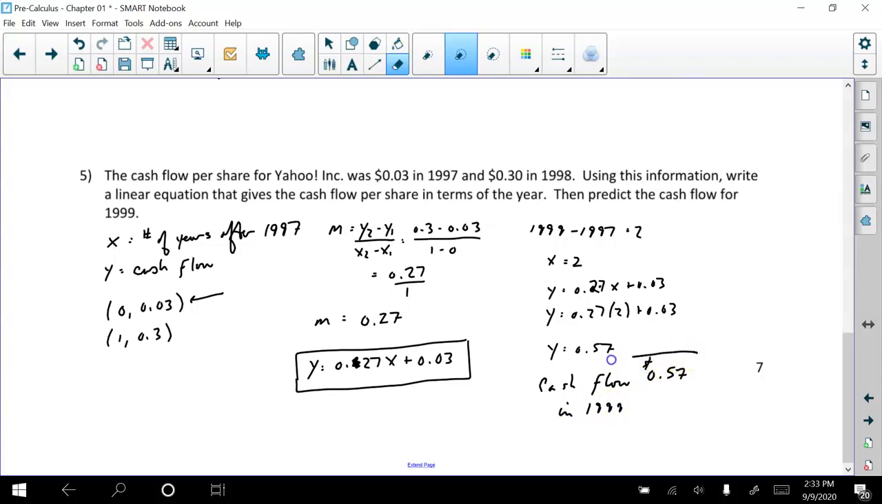Like I said, the important thing from that problem is knowing how to write information as an ordered pair in a more familiar form. Going to the next page.